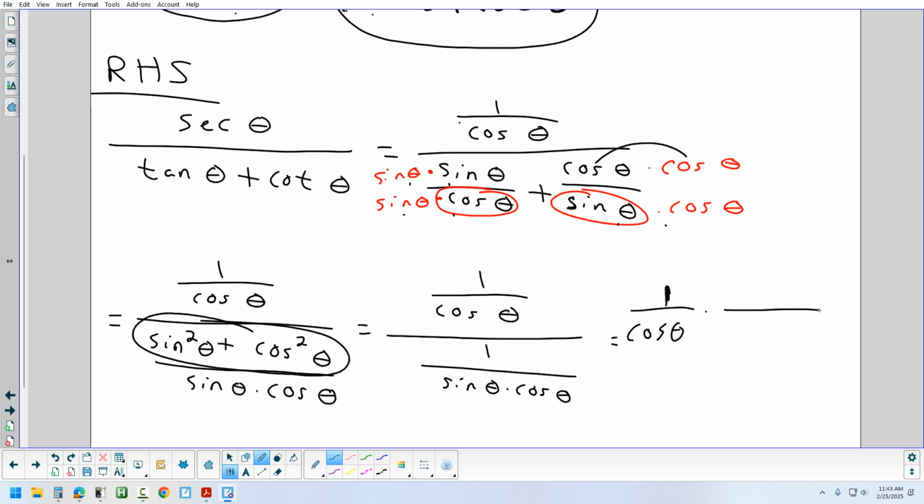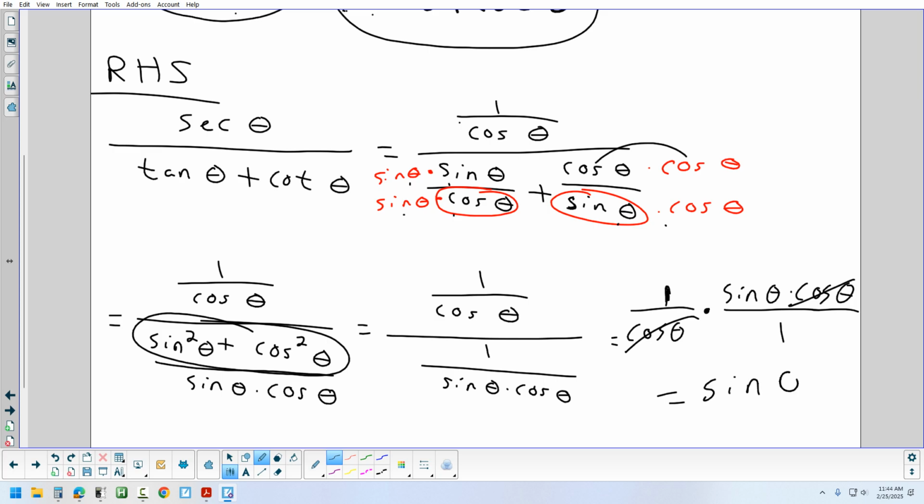And what's the reciprocal of the bottom? Sine theta times cosine theta over 1. Sine theta, so sine theta cosine theta over 1. And what's going to happen there? The cosines cancel. Right, that's multiplication. There's no problem canceling across that multiplication. So what do you end up with? Sine of theta.